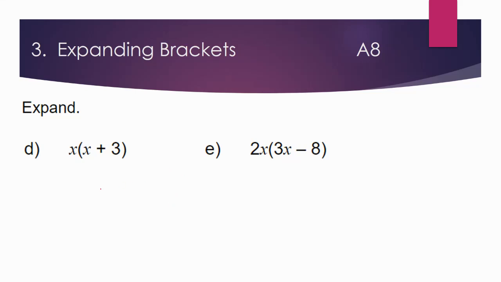Okay, another way that we could do this, I've shown you one way on the last page, or we can do it like this. So we're going to be multiplying. So we've got our x, and our plus 3. So x times x, because we're multiplying two things that are the same, that's going to be x squared. We've got plus 3x. So that becomes x squared plus 3x.